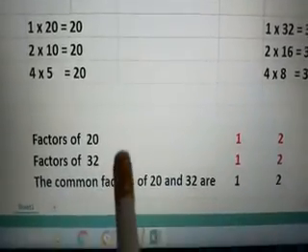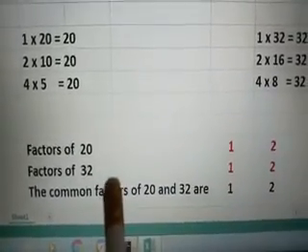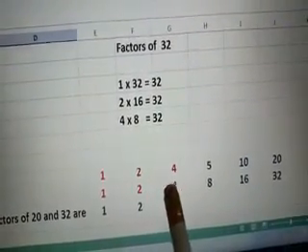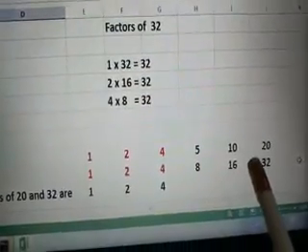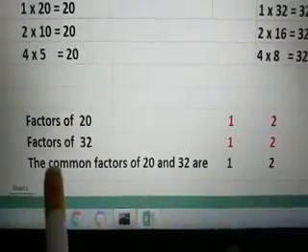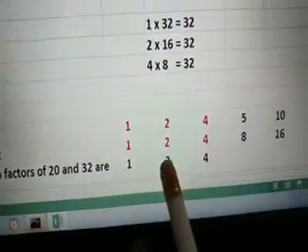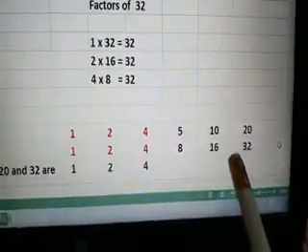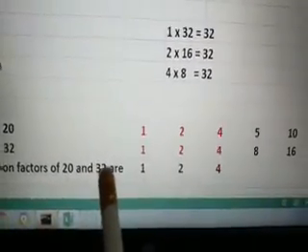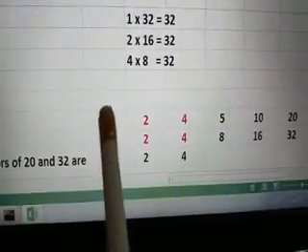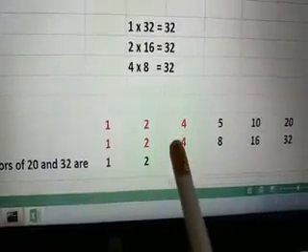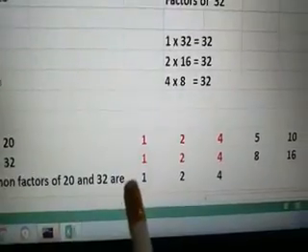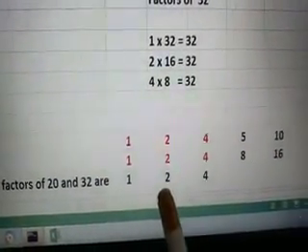Now we will list all the factors of 20 and 32. So the factors of 20 are 1, 2, 4, 5, 10 and 20. And the factors of 32 are 1, 2, 4, 8, 16 and 32. So what are the common factors? Just check. 1, 2, 4. So the common factors of 20 and 32 are 1, 2 and 4.